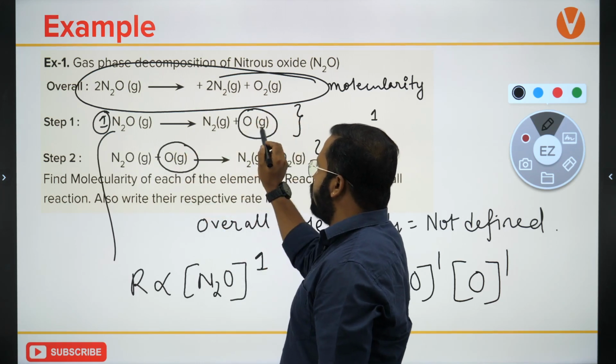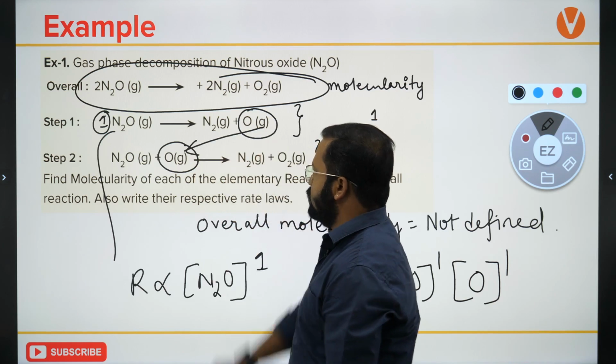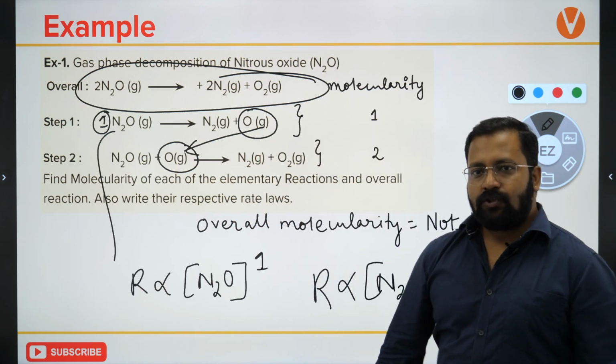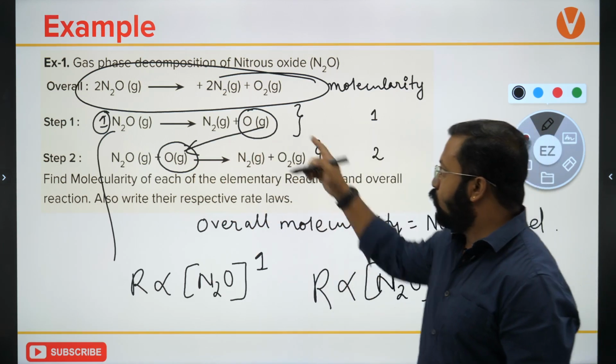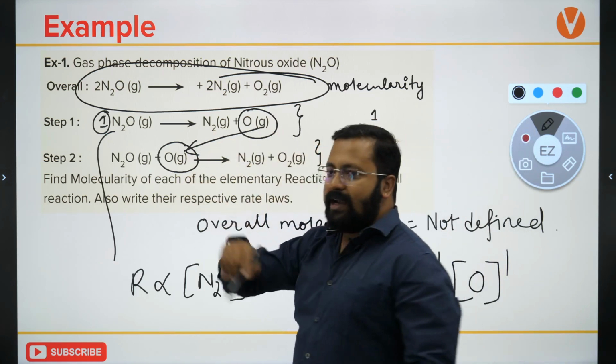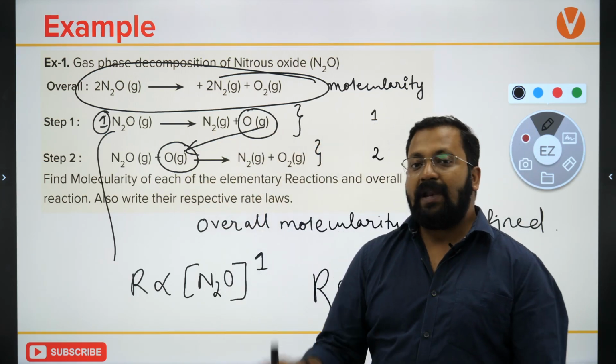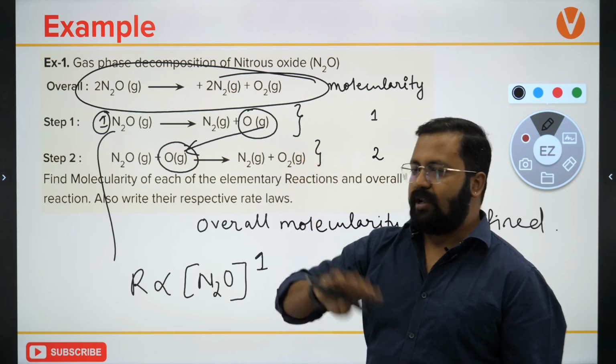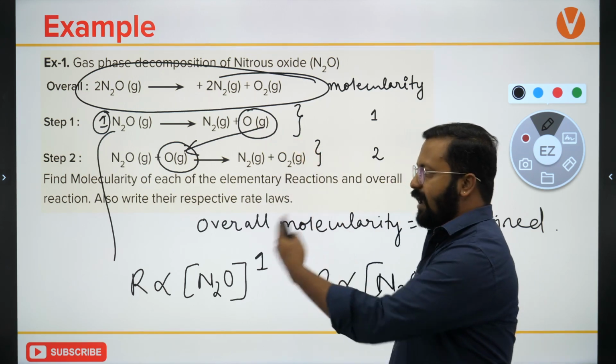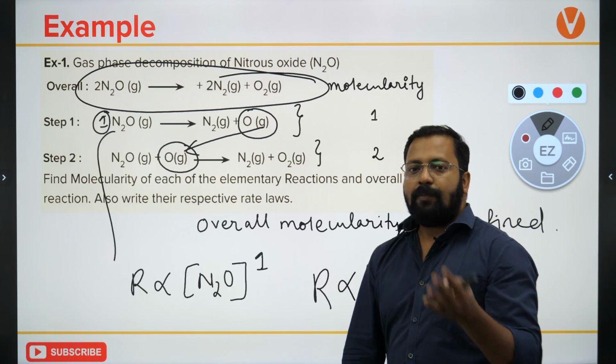What is getting carried forward? Oxygen. O is getting carried forward. So O turns out to be the intermediate. O is getting completely consumed. Intermediate is something which will get completely consumed during the course of reaction. That will not be reflected on the reactant side, not be reflected on the product side.